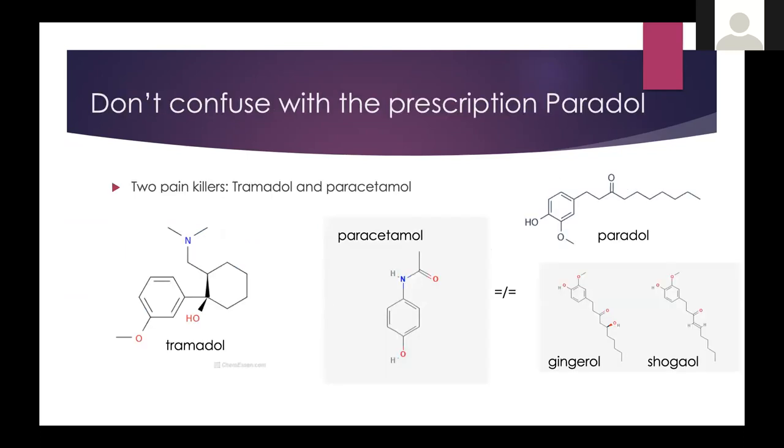With the history of uses down, let's look at the actual health benefits of the paridol molecule. This is not to be confused with the prescribed medication that goes by the same name, paridol. This medication is a pain reliever for moderate to severe pain that is made of a combination of two painkillers, tramadol and paracetamol. Both molecules have completely different structure to shogol, gingerol, and paridol, as shown on the slide comparatively.